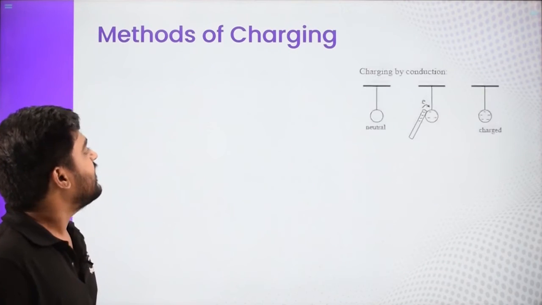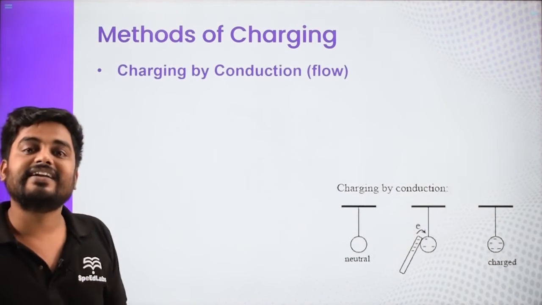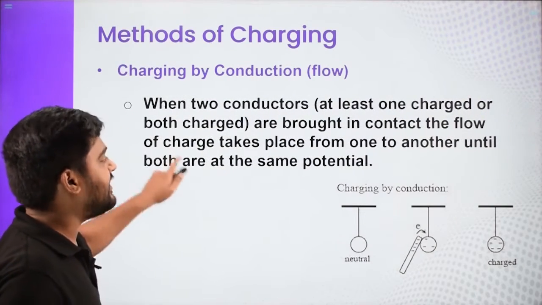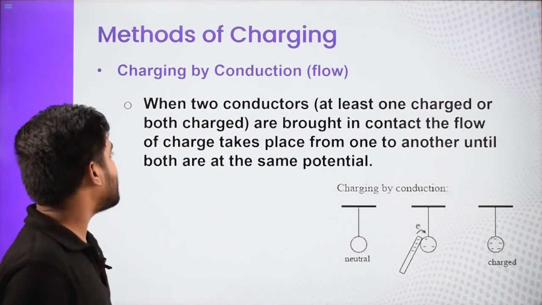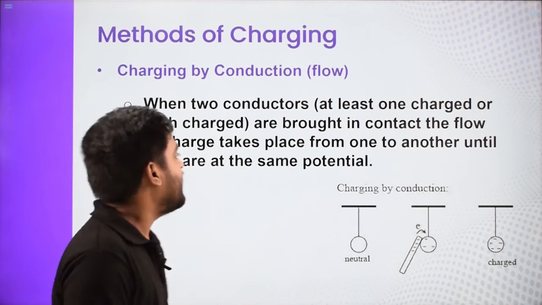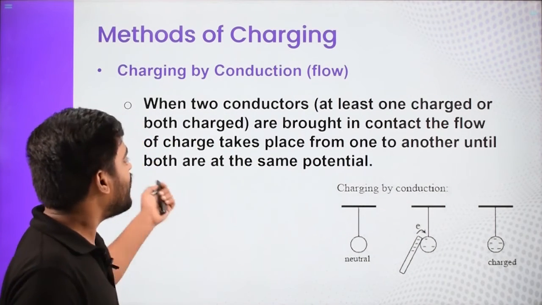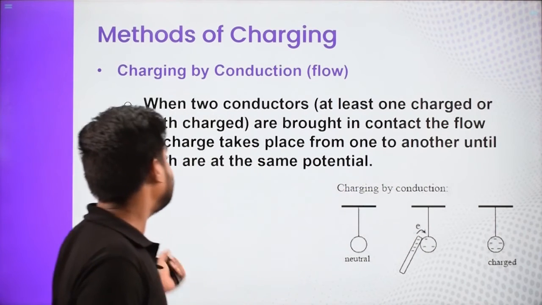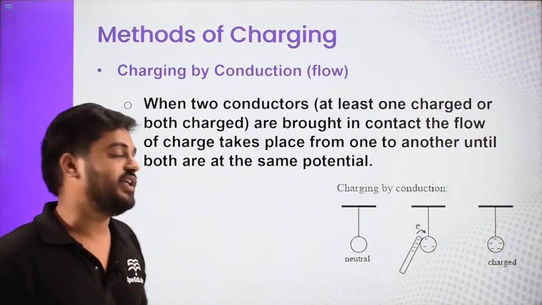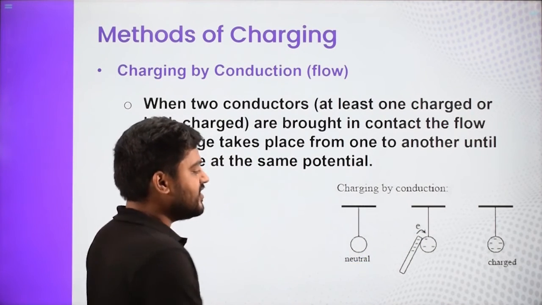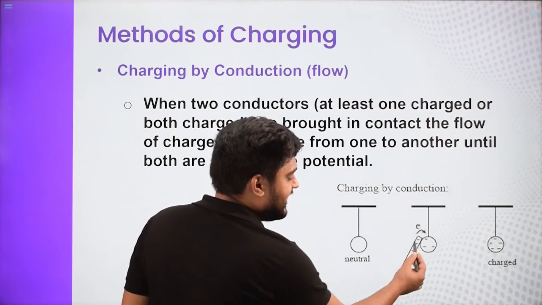The next method is charging by conduction. Conduction happens when there are two conductors, at least one of which is charged. When they are brought in contact, the flow of charge takes place from one to another until both are at the same potential. So this is a neutral object, and I have this piece of conductor which is negatively charged.